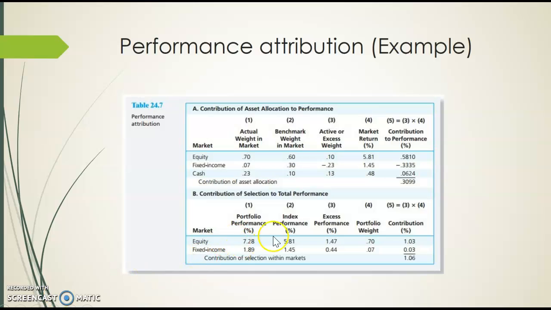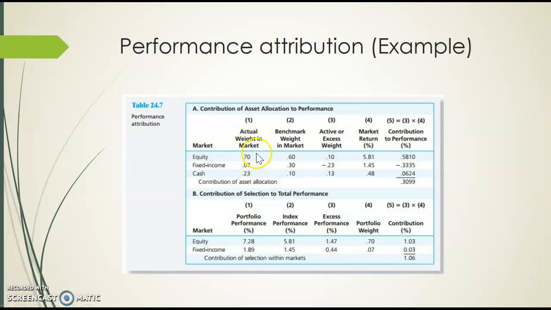Now, if I want to come down here and look at total performance, my portfolio's performance, the index, excess weights, excess weight, and then contribution. All right, so my portfolio's performance: 7.28% from equities, 1.89% from fixed income. Market performance: 5.81% from equities, 1.45% from fixed income. My excess performance: 1.74% from equities, and I overperformed by 0.44% from fixed income.